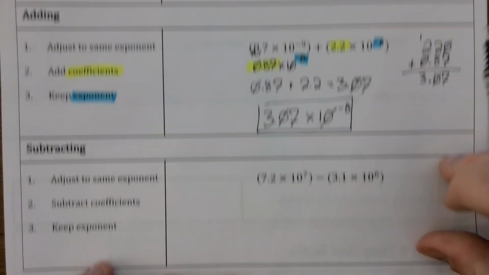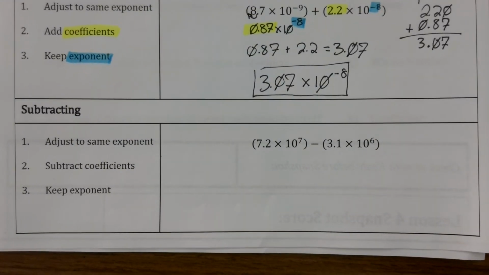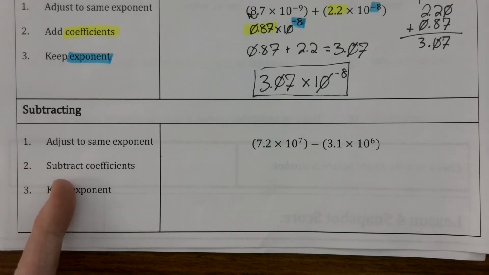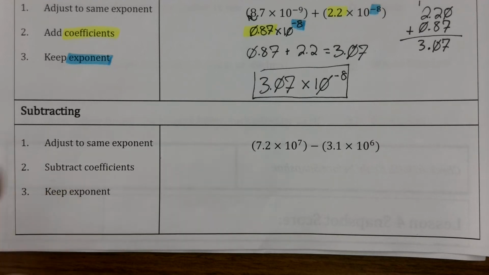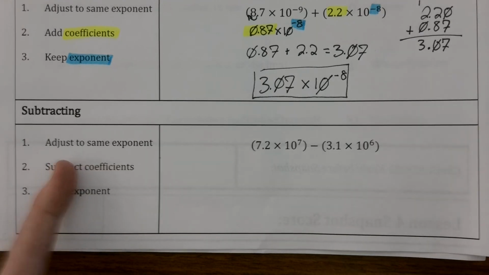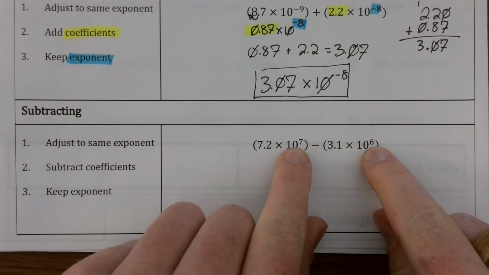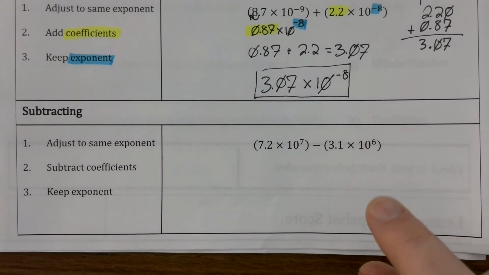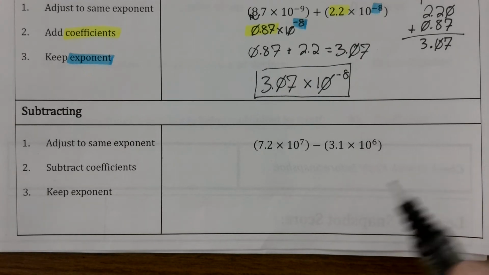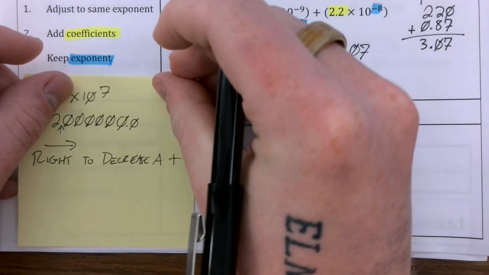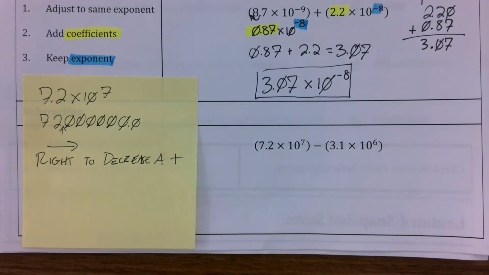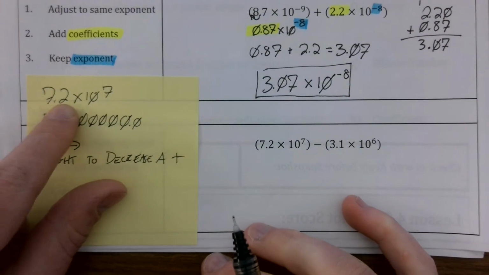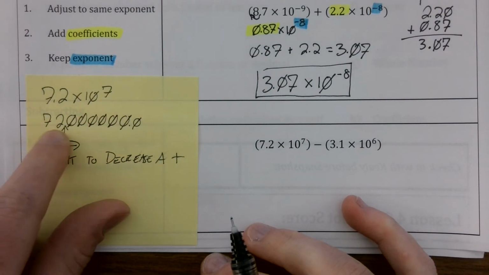All right. Lastly, let's look at subtraction, which is basically the same steps as addition, except this time we're going to subtract or take away. Step 1, we have to adjust to have the same exponent. Here we have to the 7th power versus to the 6th power. So to make this adjustment, just like I did before, I made a sticky note to help me figure it out. So I wrote out 7.2 times 10 to the 7th in standard notation.